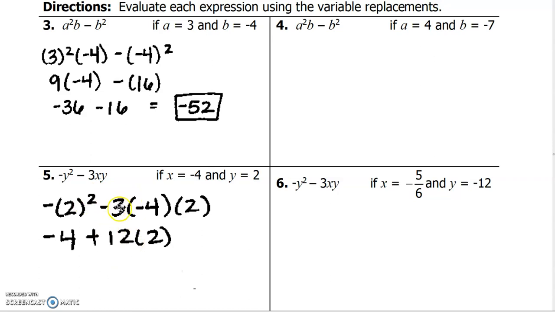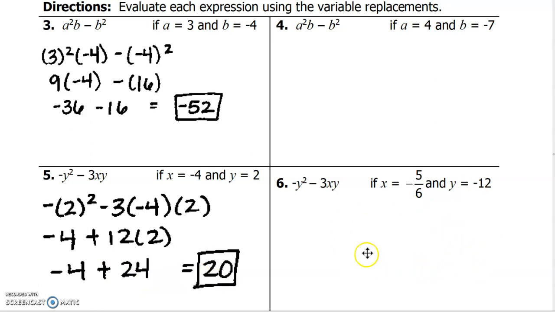Notice here we're following that multiplication from left to right, so we have the -3 times a -4, which is a positive 12. Then finish off by multiplying times the 2, and the addition, which is 20. All right, I want you to do number 6 on your own.